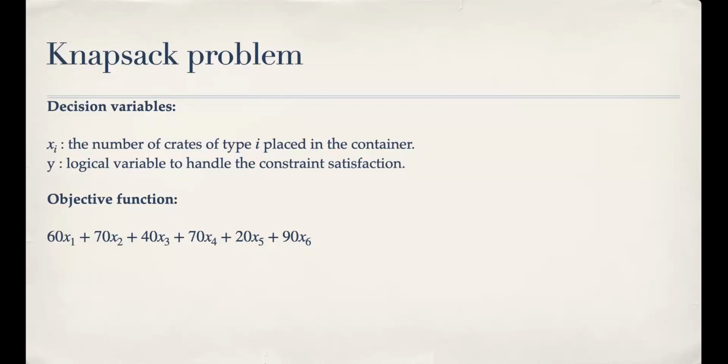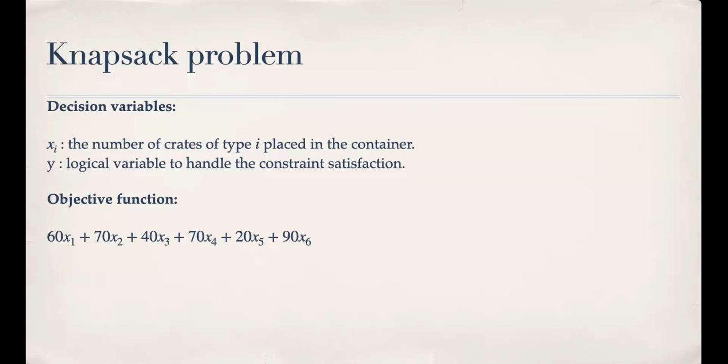Okay, we have decision variables combined of x1 to x6, right? And we have another logical variable, y, to handle the constraint satisfaction. Now we move to the objective function. It's quite straightforward because our objective function is value, right? The total value. And we're going to maximize it.